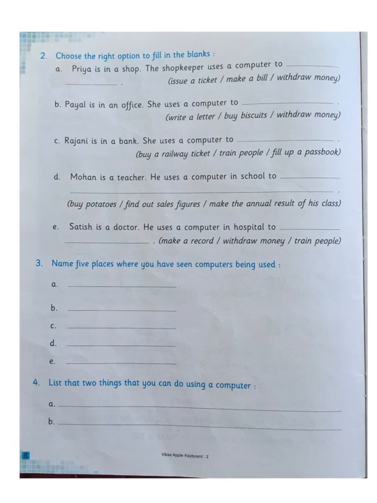Priya is in a shop. The shopkeeper uses a computer too. Priya is a girl. She has gone to a shop to buy something. Now the shopkeeper is making use of the computer to do what? Issue a ticket? No, the shopkeeper is not a railway officer. To make a bill? Yes. Withdraw money? No, because the shopkeeper does not work in a bank. So the correct answer is make a bill.